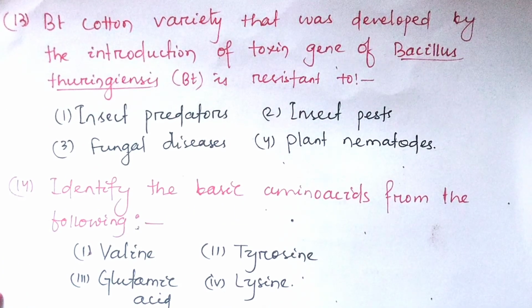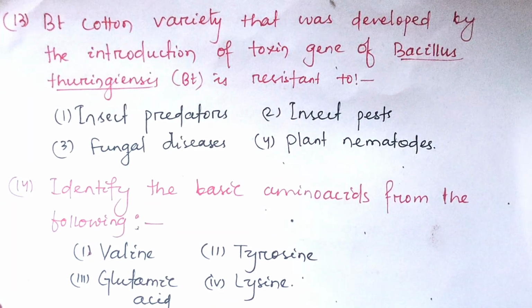Then question number 13. BT cotton variety that was developed by the introduction of toxin gene of Bacillus thuringiensis is resistant to option 1 insect predators, option 2 insect pest, option 3 fungal diseases, and option 4 plant nematodes. BT cotton plants are genetically engineered to contain endospore toxin of the bacterium. So it is resistant to insect pest. So option 2 is the correct answer.